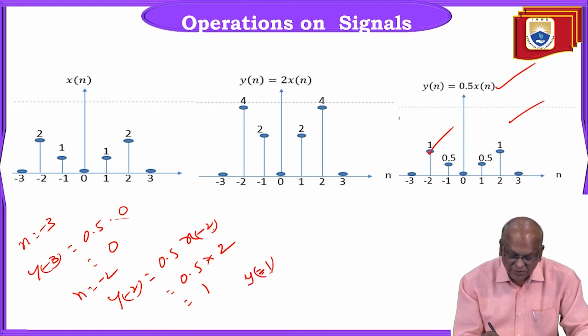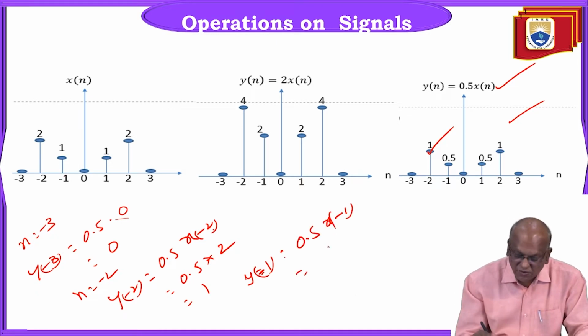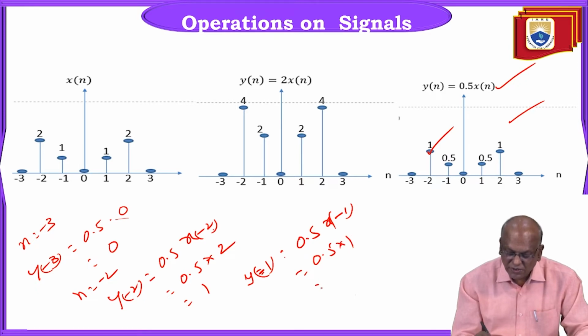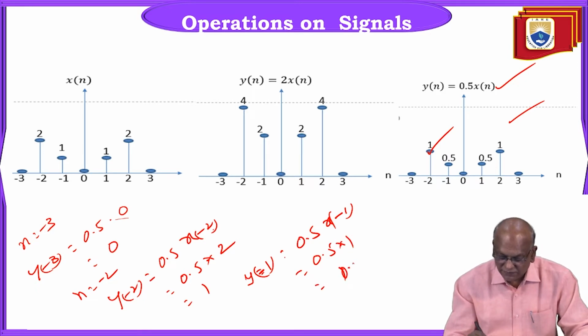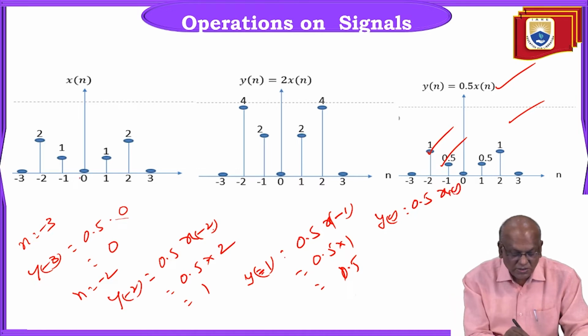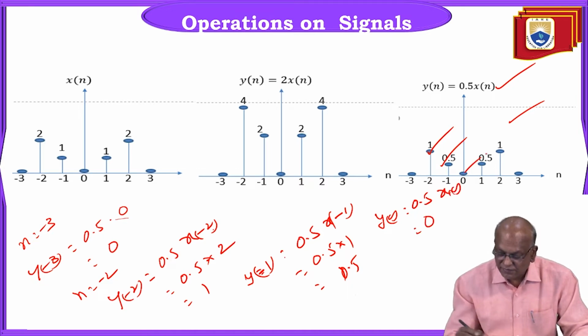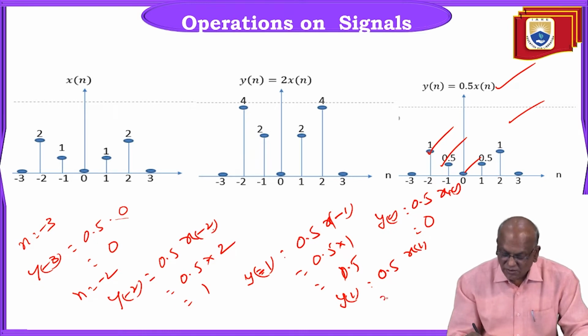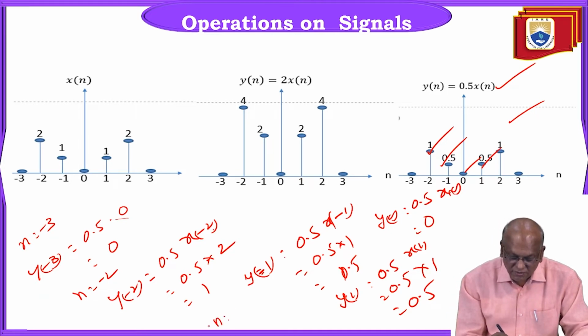Y of minus 1 equal to 0.5 times of x of minus 1. X of minus 1 value equal to 1. 0.5 into 1, sorry, you get the 0.5. Y of 0 equal to 0.5 times of x of 0. X of 0 value 0. That's why y of 0 is 0. And y of 1 equal to 0.5 times of x of 1. X of 1 value equal to 1. 1 into 0.5, you get the 0.5.